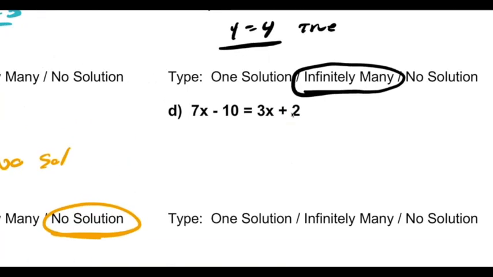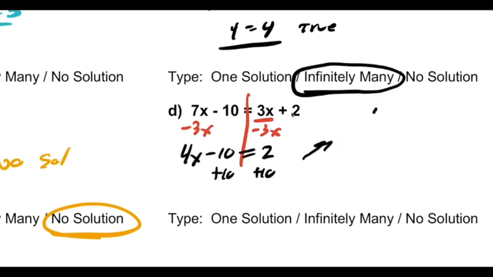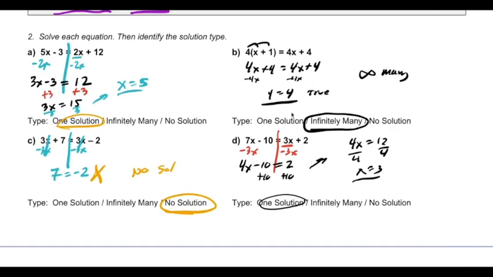Again, I like to get rid of the smaller variable first. Minus 3x from both sides. And I get 4x minus 10 equals 2. I'm going to add 10 to both sides. 4x is equal to 12. Divide by 4. X is equal to 3. So there you go. How to solve equations with variables on both sides.